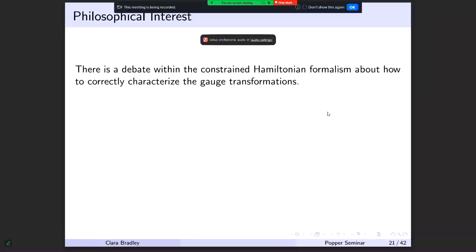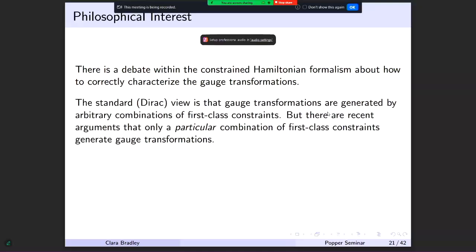And finally, a more niche application is that there's a debate going on within the Hamiltonian gauge theory literature about how we should correctly define what these gauge transformations actually correspond to. The standard view, the Dirac view, is that gauge transformations are generated by what's called an arbitrary combination of these first-class constraints.